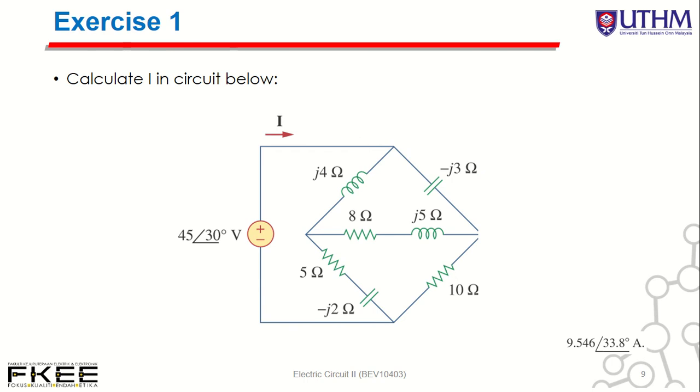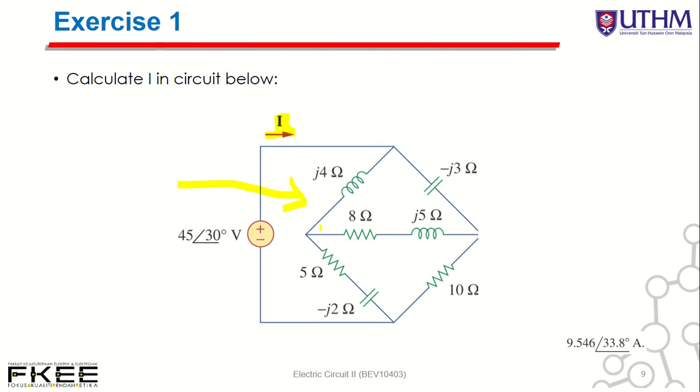Okay. So you can try this exercise, exercise 1. Okay. Calculate current in the circuit below. Okay, in this circuit, you need to calculate current. Okay, what is I? Okay, in order to calculate current, you need to determine Z total, Z seen from the source. Okay, yang ni tak boleh kan nak determine Z. So, how to solve this circuit?